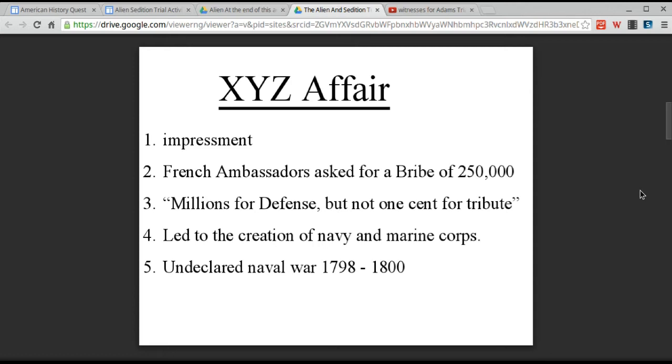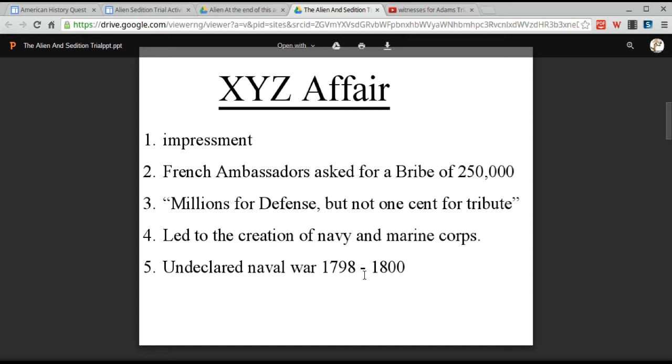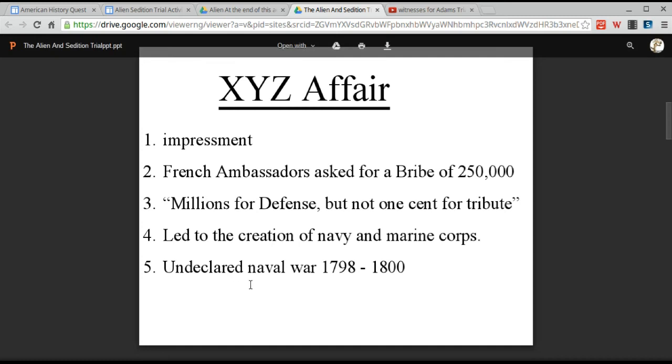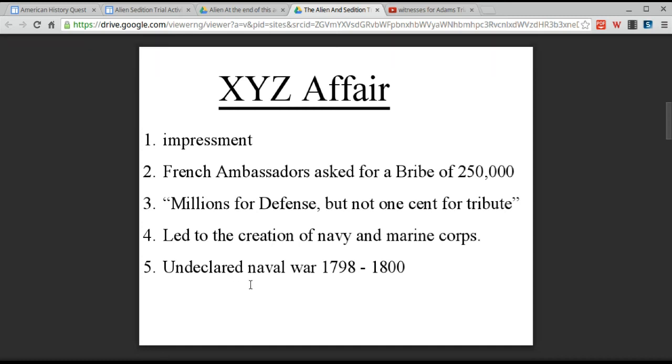Millions for defense, but not one cent in tribute was a rallying cry. Adams used this as an excuse and a reason to create a large navy and the Marine Corps, and he gets involved in an undeclared naval war with France. Now, this is obviously a huge part of the trial, and in many ways, trial aside, I want to say that John Adams' dealing with this situation was very adroit, very smart.